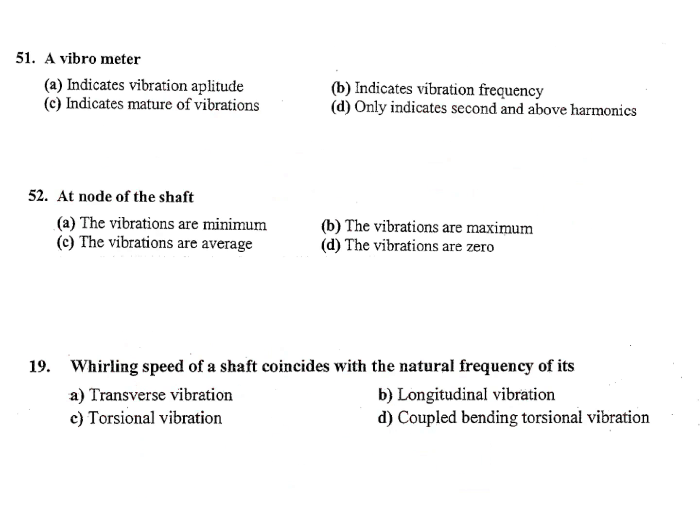A vibrometer: A indicates vibration amplitude, B indicates vibration frequency, C indicates nature of vibrations, D only indicates second and above harmonics. Vibrometer indicates vibration amplitude. A is our answer. At a node of the shaft, A vibrations are minimum, B vibrations are maximum, C vibrations are average, D vibrations are 0. D is our answer. Vibrations are 0 at node.